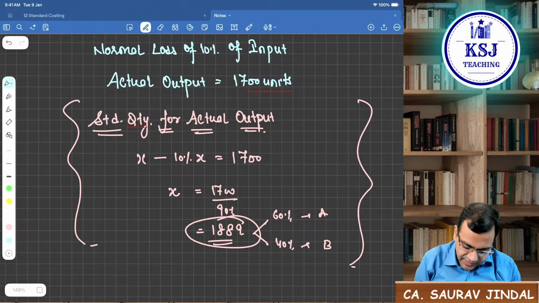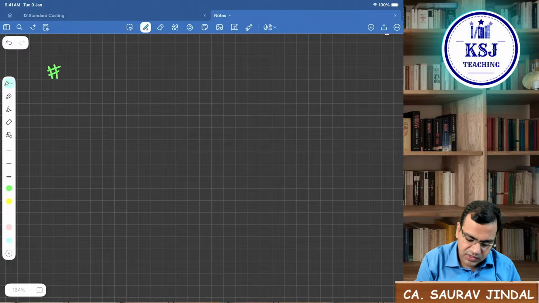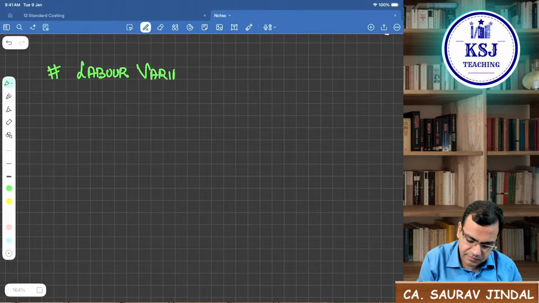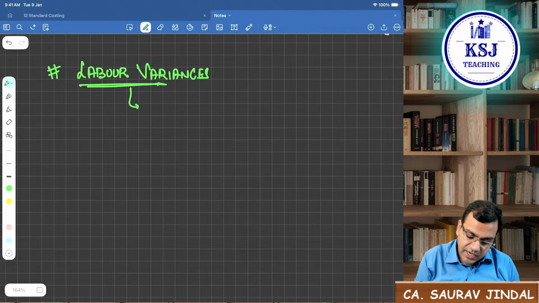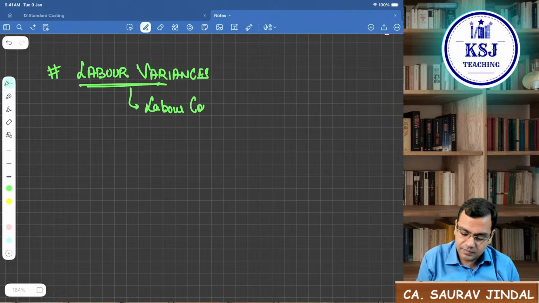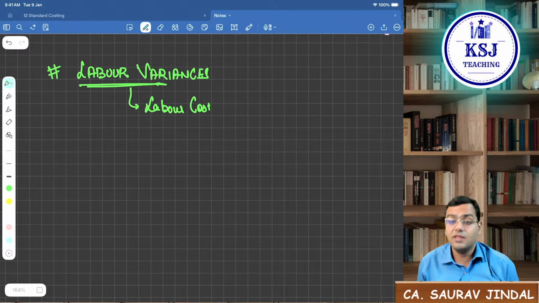Right? So next, after material variances, we have labor variances. In the case of labor variances, we are trying to find out the variance in the labor cost. Now, in labor cost, what can be the reasons for the variance?